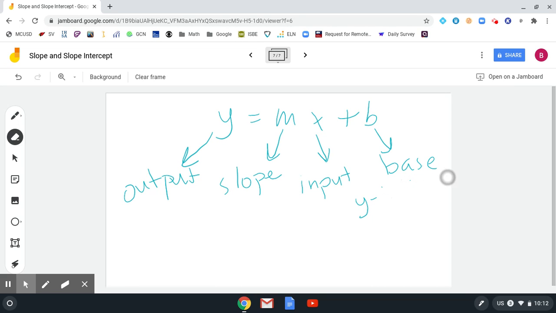Intercept. Let me try to rewrite it again. Y-inter... It's not letting me write e's today.